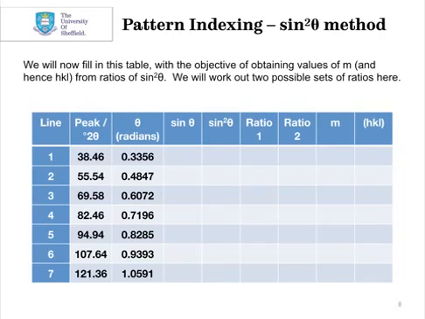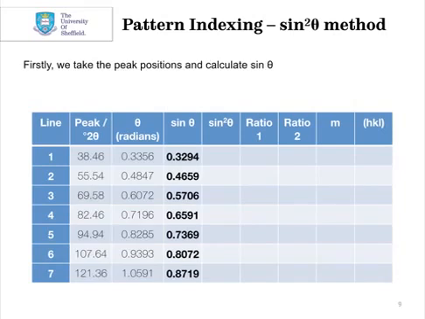We've got the peak positions in 2 theta. I've then filled in the theta position in radians. To get from 2 theta to the theta in radians, we have to first divide the 2 theta values by 2 to give theta, and then convert them to radians using the equation we saw a minute ago. So for example, the peak at 38.46 becomes theta of 0.3356 in radians.